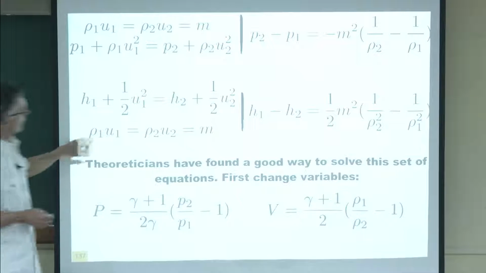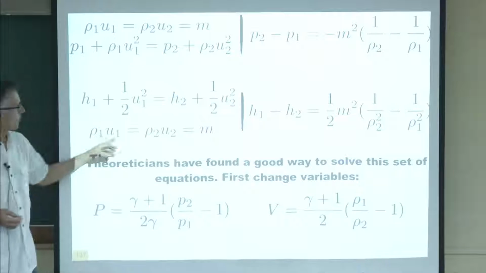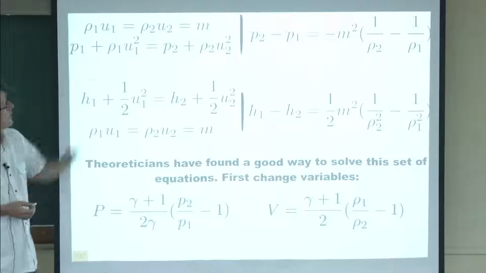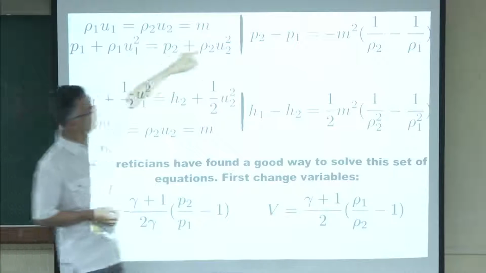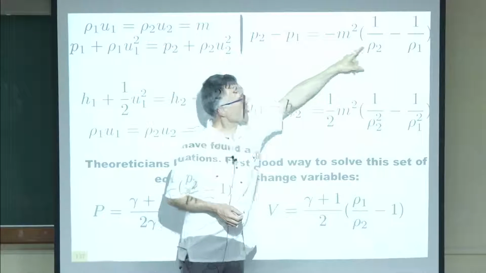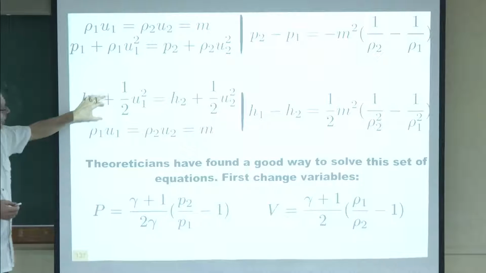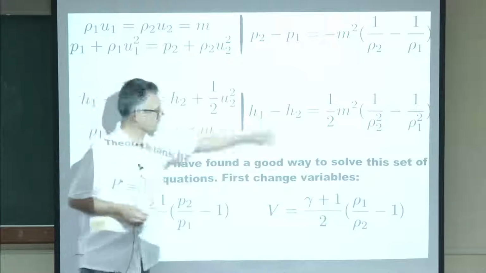Now we're going to call the flow rate through this front M. M is equal to ρ1u1, which is equal to ρ2u2. And you can combine these two equations to obtain this equation: P2 minus P1 equals minus M squared multiplied by the difference of the inverse of the densities. And these two equations you can combine to obtain this thing.